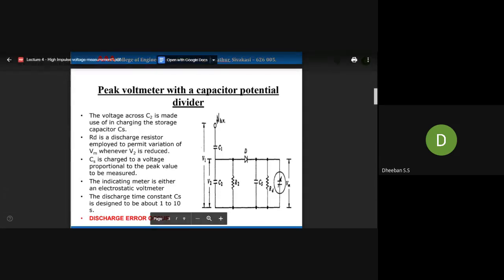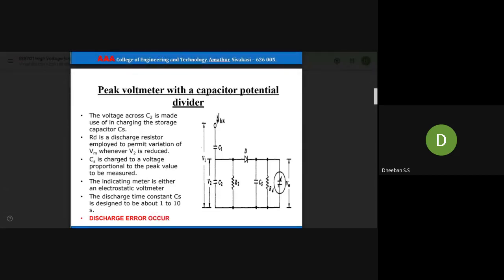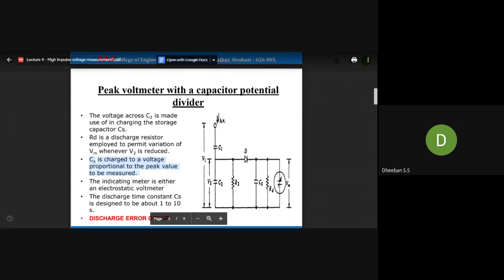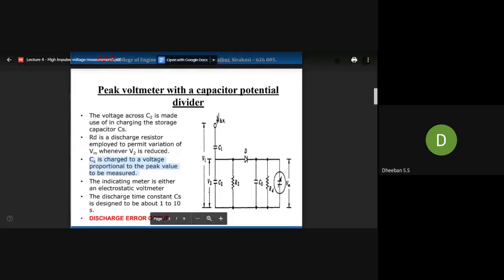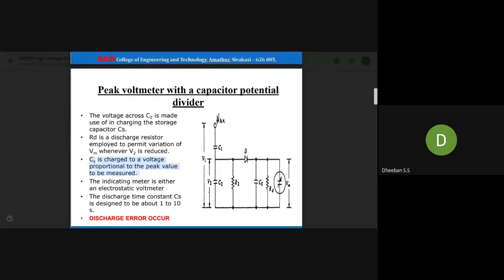CS is charged. CS is nothing but this, which you are going to measure. It is charged to a voltage which is proportional to the peak value to be measured. So this third point is very, very important. Based upon your charging capacitor CS, the voltage will be directly proportional to the voltage which you will be applying. The indicating meter may be an electrostatic meter.